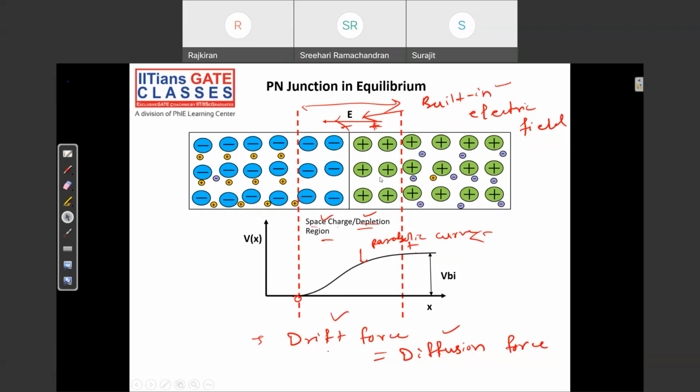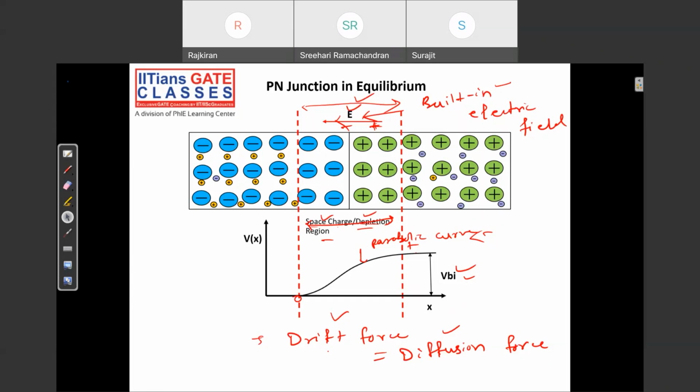This was qualitative. Now you have to understand what the depth of this depletion width is, what the built-in potential is, and what the electric field is. If you understand all these things, you can use these equations and go to the non-equilibrium case. So we have to understand, at equilibrium, what electric field is generated, what the built-in potential is, and what the depletion width depends upon. Then using this you can go to the non-equilibrium case and calculate the current.